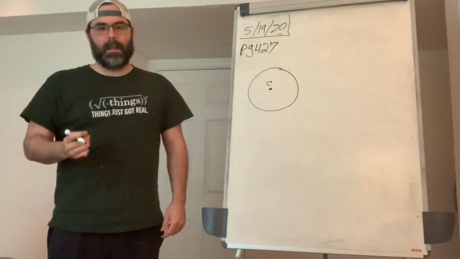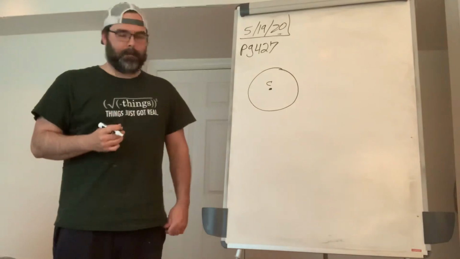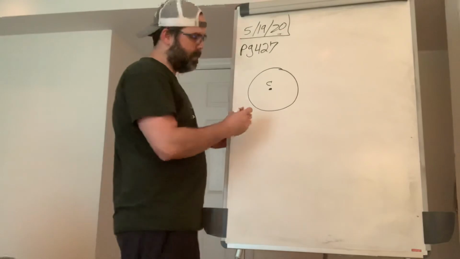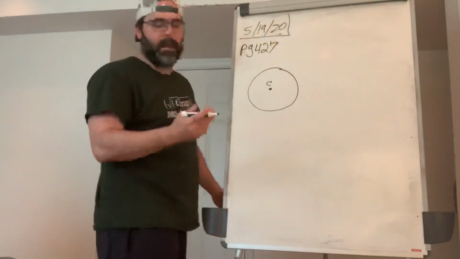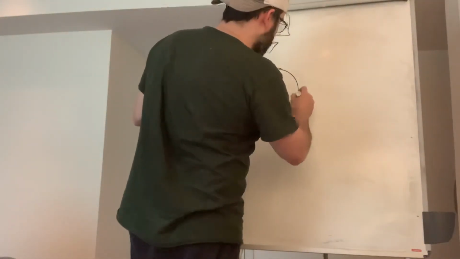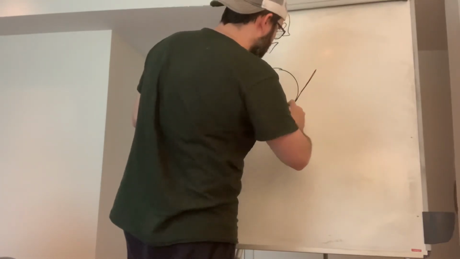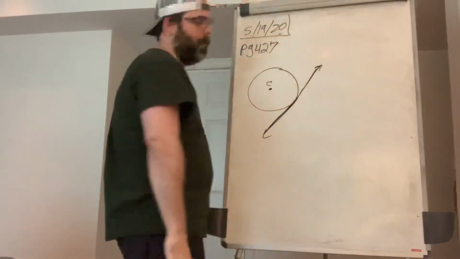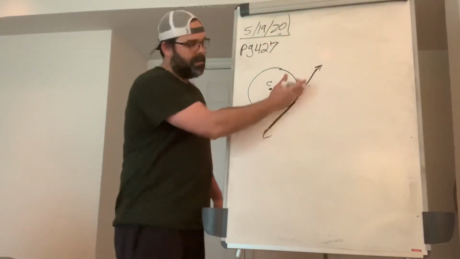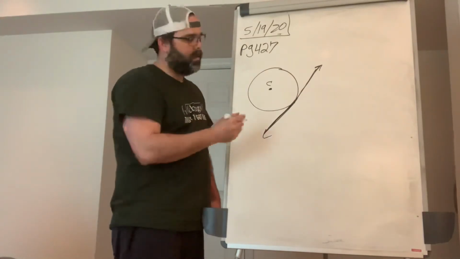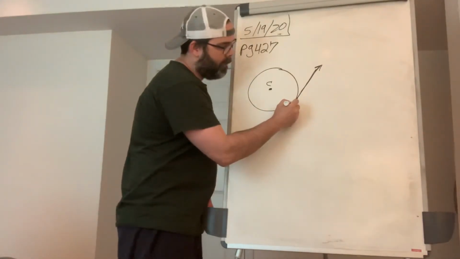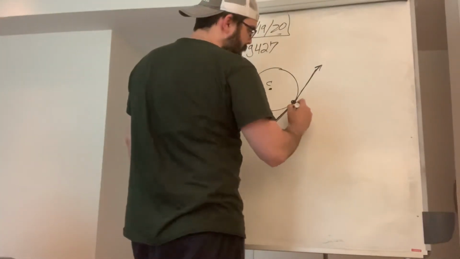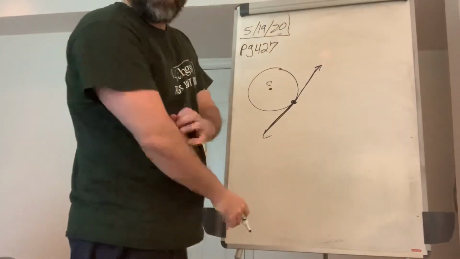A tangent is a line that goes through a circle in one point. And so this is what a tangent looks like. I'm freehanding this, so please bear with me. Okay, so it's a line that touches the circle, but it doesn't go through it. It actually only touches the circle in one point. We call this the point of tangency. Let's call this X.